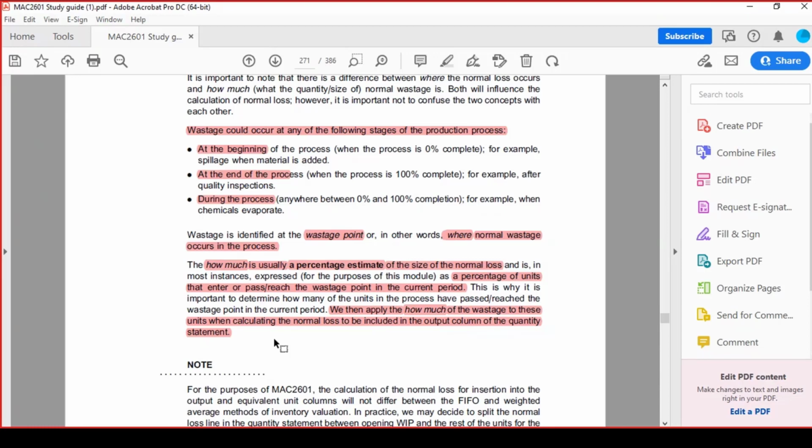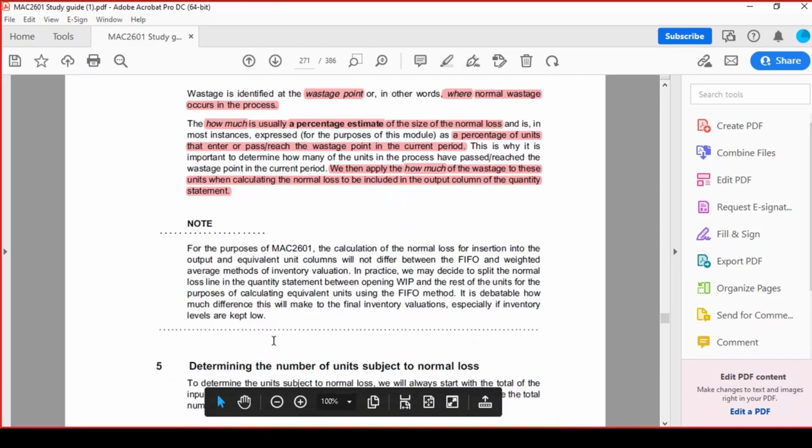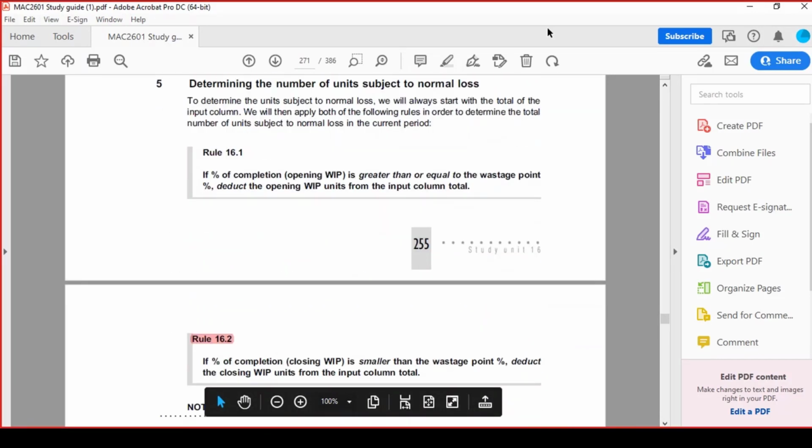Once we're doing a question where there's loss involved, always first draw your timeline or process line and say, okay, this is the beginning, this is the end, where do we do our quality inspection? That's the wastage point. They will tell you whether it's at the beginning, at the end, or during. Then thereafter, ask yourself, how much, what's the estimated size that I will lose? Please remember that because it's very important. By the time we get into the rules, I don't want you to get confused.